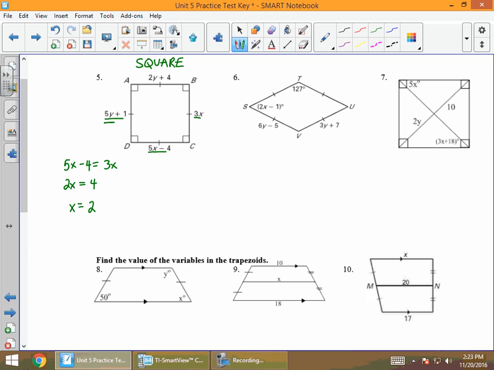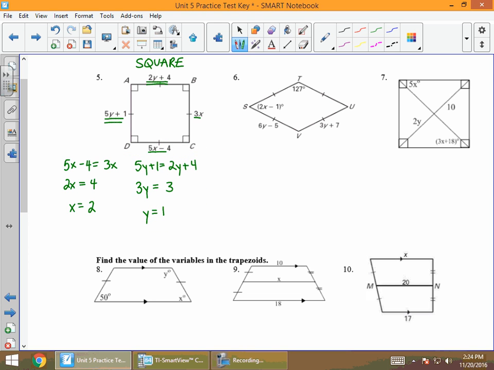Similarly, I can do the same thing over here with the two that are labeled with y's. I can take 5y plus 1 and set it equal to 2y plus 4. Subtract 2y and subtract 1. Divide by 3, and I get y to be 1.